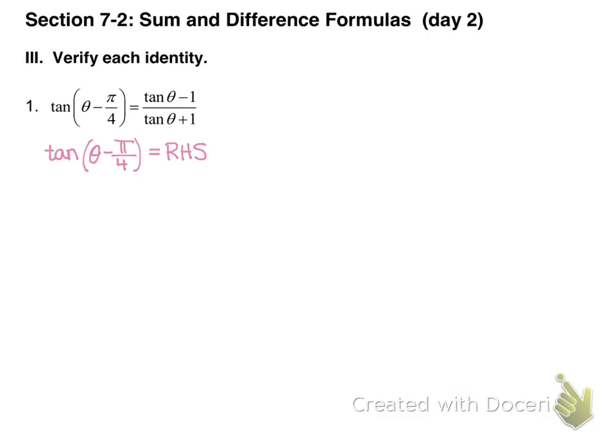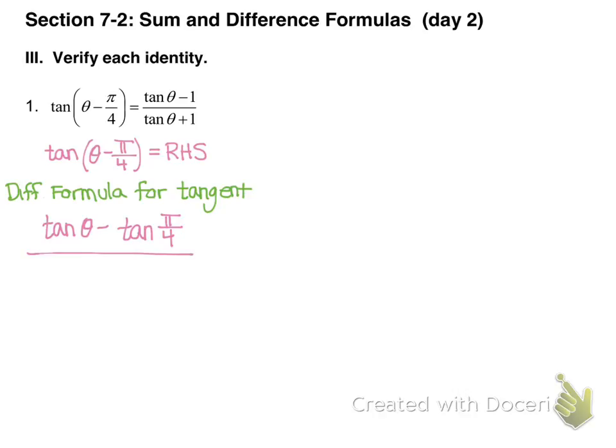So now what I notice is that we have a tangent, but we're going to actually use the difference formula of tangent. Okay, so that now makes our left-hand side tangent of theta minus tangent of pi over 4 divided by 1 plus the quantity tangent theta times tangent of pi over 4.